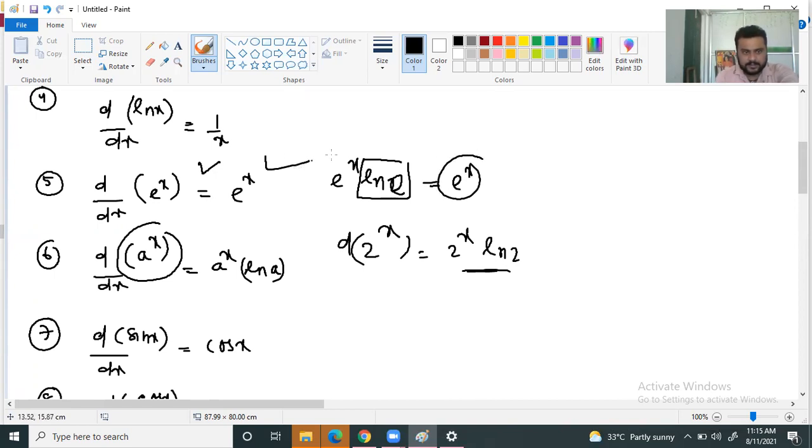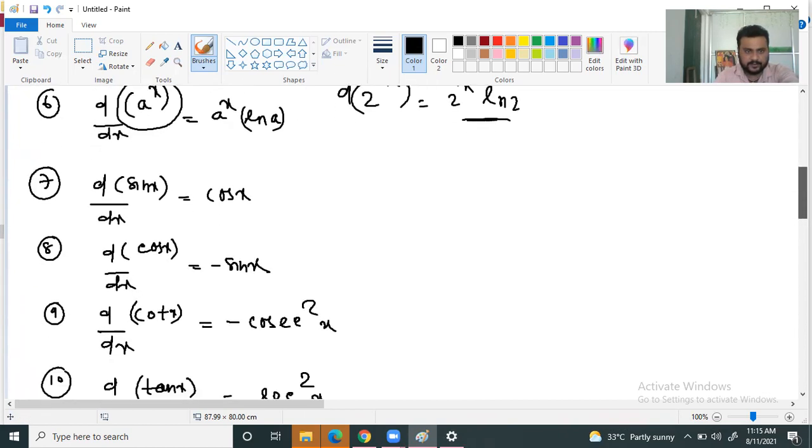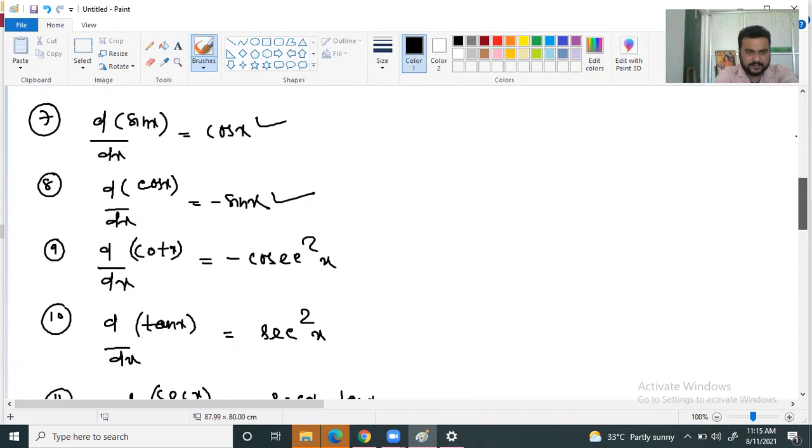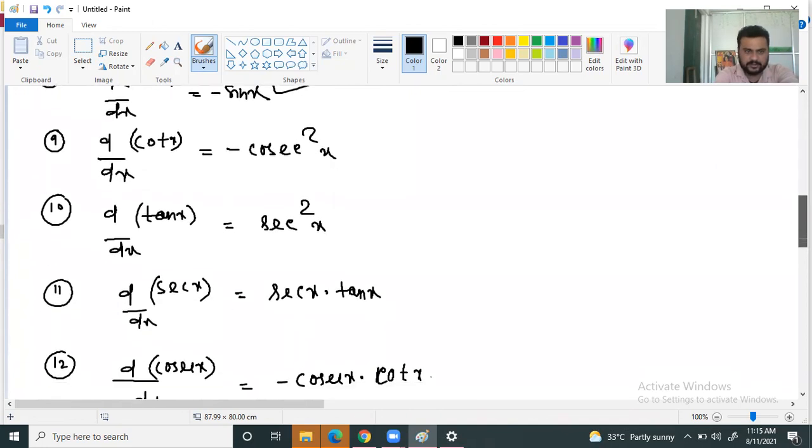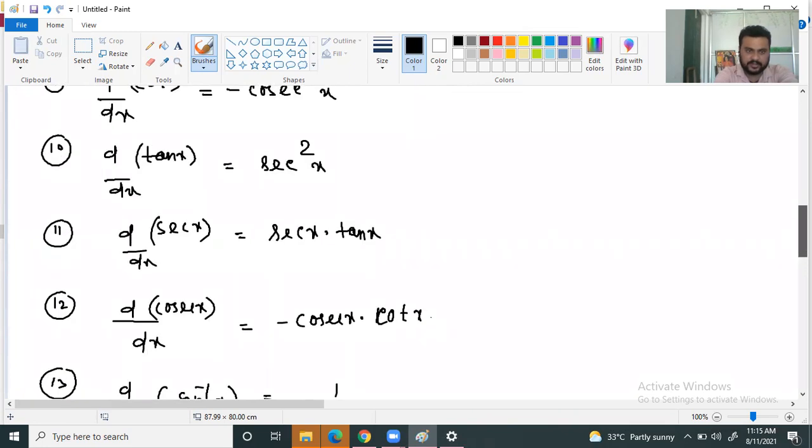Derivative of sin x is equal to cos x. Derivative of cos x is equal to minus sin x. Derivative of cot x is equal to minus cosec square x. Derivative of tan x is equal to sec square x. Derivative of sec x is equal to sec x into tan x. Derivative of cosec x is equal to minus cosec x into cot x.